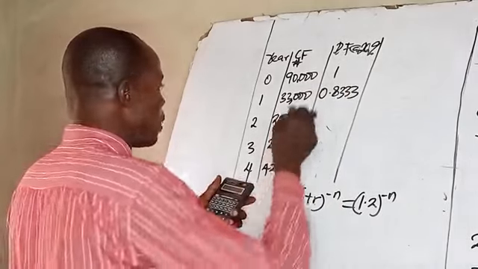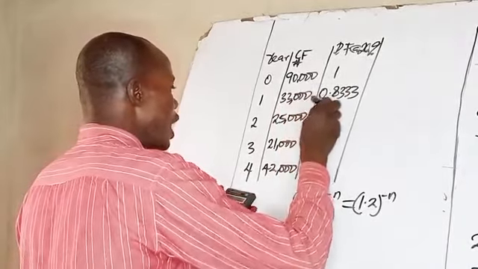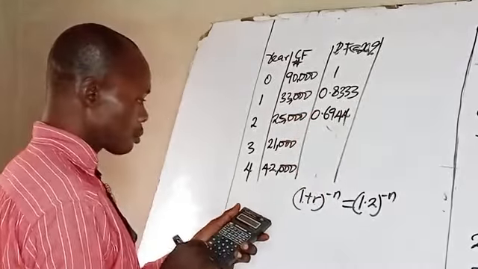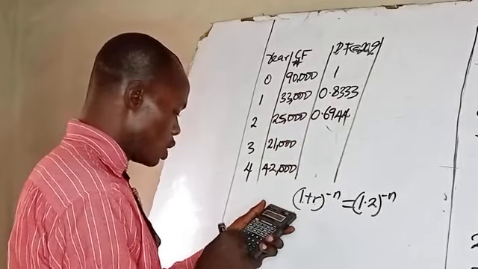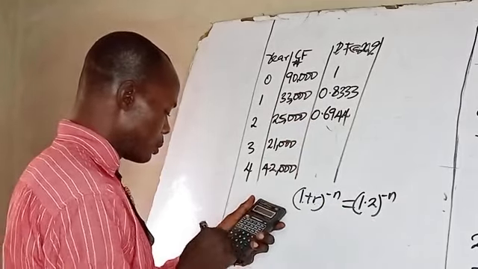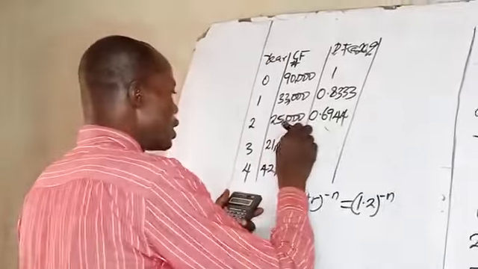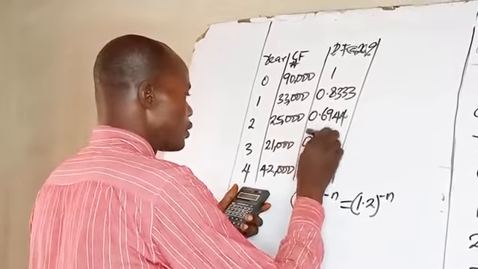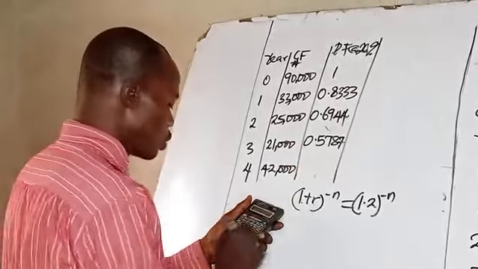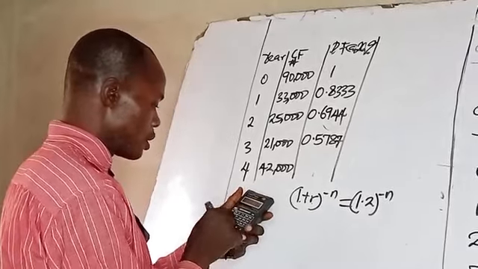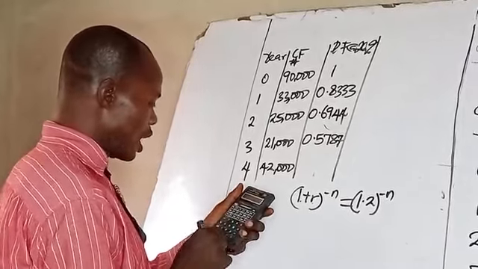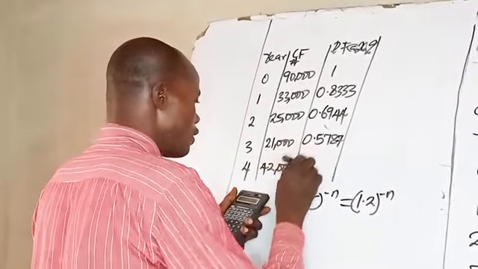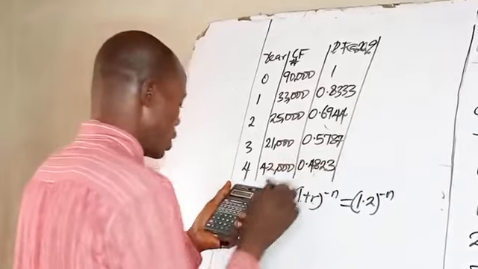Year 2, 1.2 raised to the power minus 2 gives us 0.6944. Year 3, 1.2 raised to the power minus 3 gives us 0.5787. Year 4, 1.2 raised to the power minus 4 gives us 0.4823.